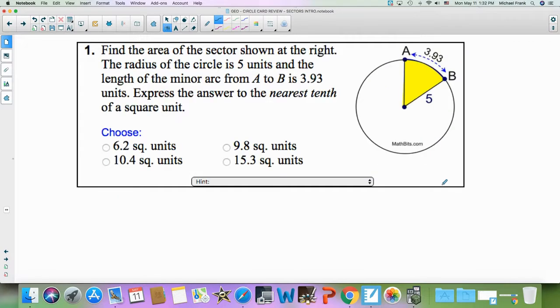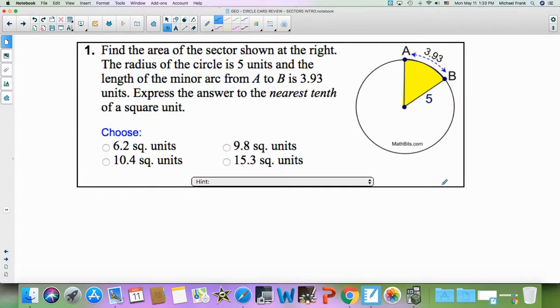All right. So here is another quick example, a little bit more technical. Let's see if we could handle this one. Find the area of a sector shown at the right. The radius of the circle is 5 units, and the length of the minor arc from A to B is 3.9 units. Express the answer to the nearest tenth.